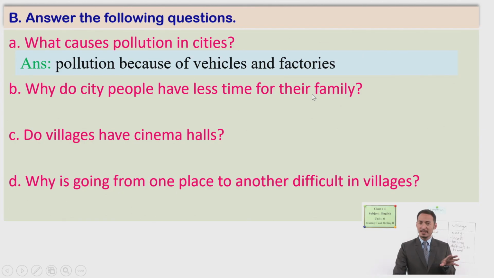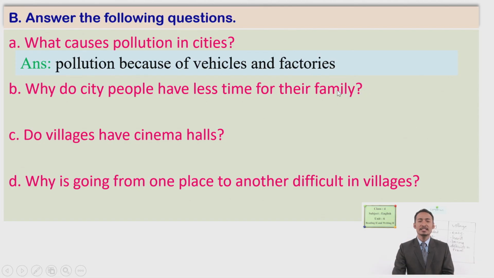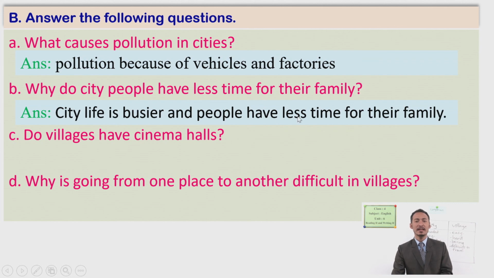And why do city people have less time for their family? Can you now write the answer? Why do city people have less time for their family? Why? Let's find out in the text. Let's find out the family here. Look at this here. City life is busier and people have less time for their family. So look at this. What is the situation? City life is busier, so they have less time for their family. So you can say city life is busier and people have less time for their family.